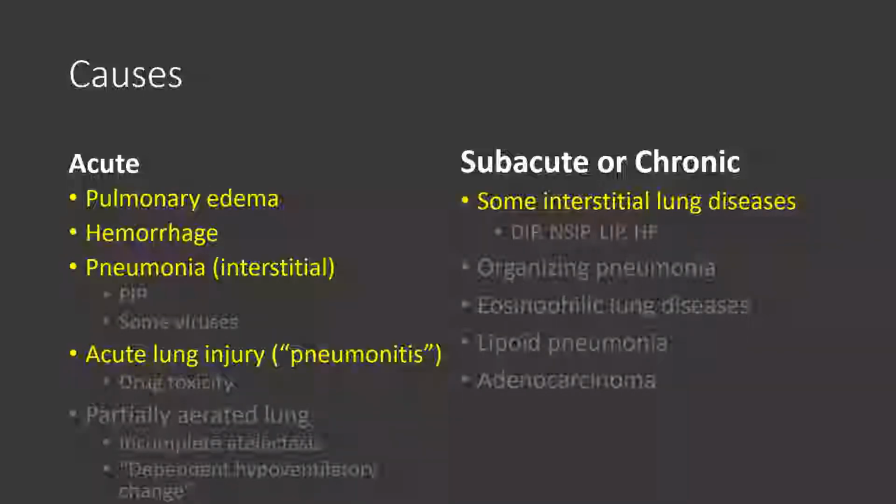Typically, ground glass opacity is acute and can be seen with pulmonary edema, alveolar hemorrhage, some pneumonias, particularly interstitial pneumonias, as well as acute lung injury. It can also be seen in chronic interstitial lung diseases. Going into greater detail is kind of beyond the scope of this talk.